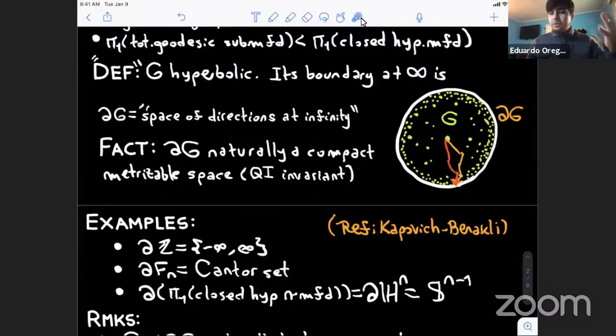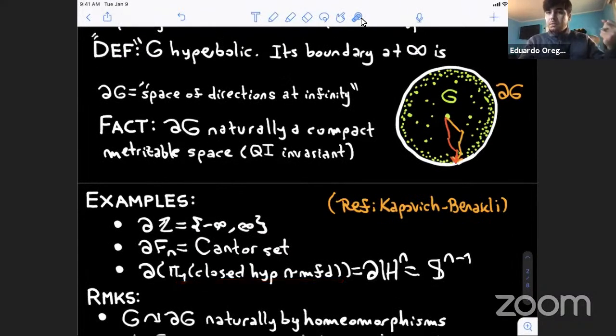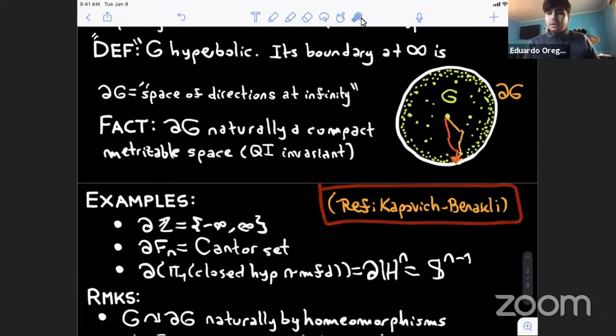In the case of free groups, these groups act geometrically on trees, and the directions of trees are given by Cantor sets. And in the case of closed hyperbolic manifolds, these groups act geometrically on hyperbolic space, and it doesn't matter the model you choose for hyperbolic space. At the end, the compactification at infinity is given by spheres. So the point is that the boundaries are what they should be. In case you want to know more about boundaries, I always recommend this survey from Kapovich and Benakli, which is really nice.